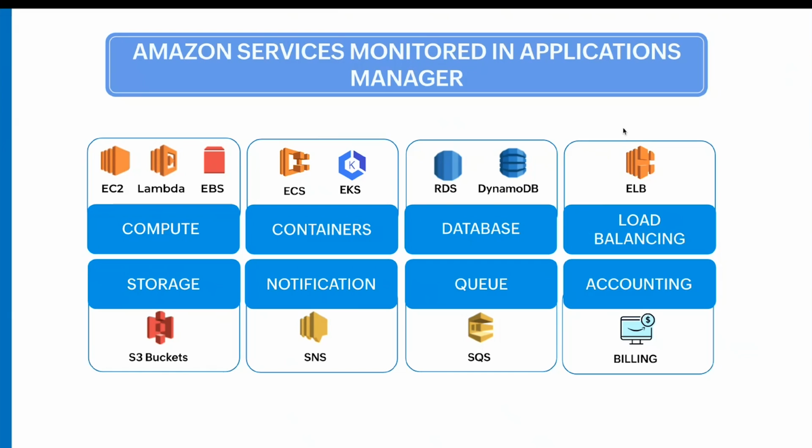In containers, we have the Elastic Kubernetes Service and the Elastic Container Service. In database, we have Relational Database Service and DynamoDB. In load balancing, we have the Elastic Load Balancer. In storage, we have S3 buckets, and in notification, we have SNS, which is the Simple Notification Service. In queue, we have Simple Queue Service, and finally, we monitor billing under accounting.